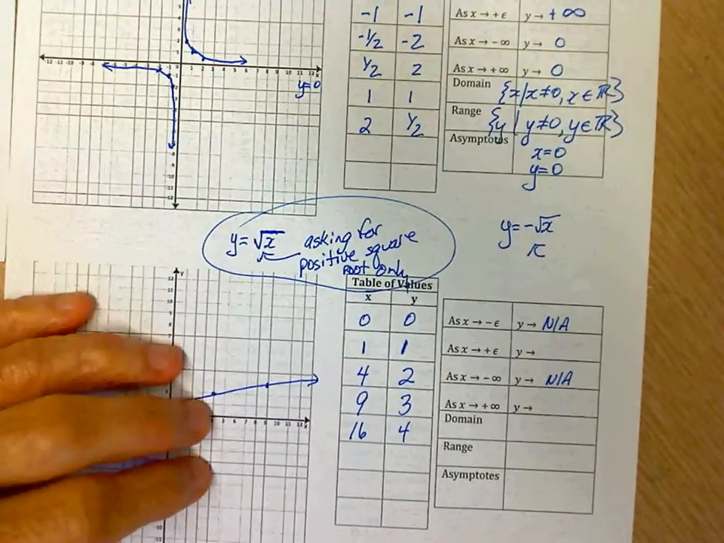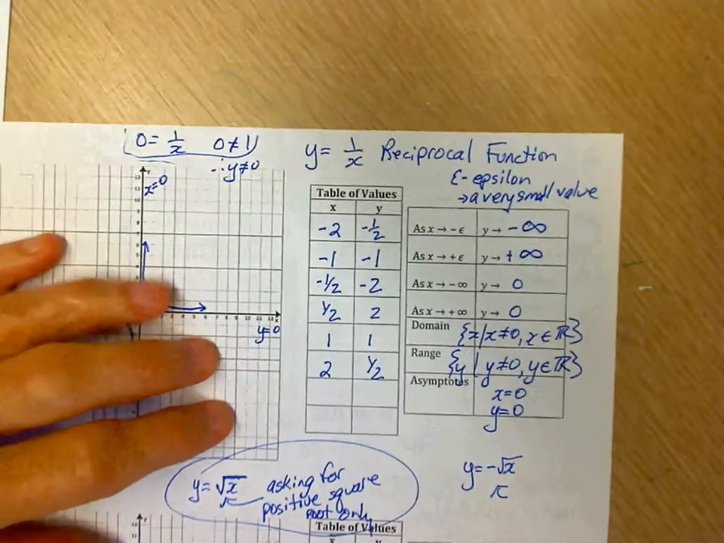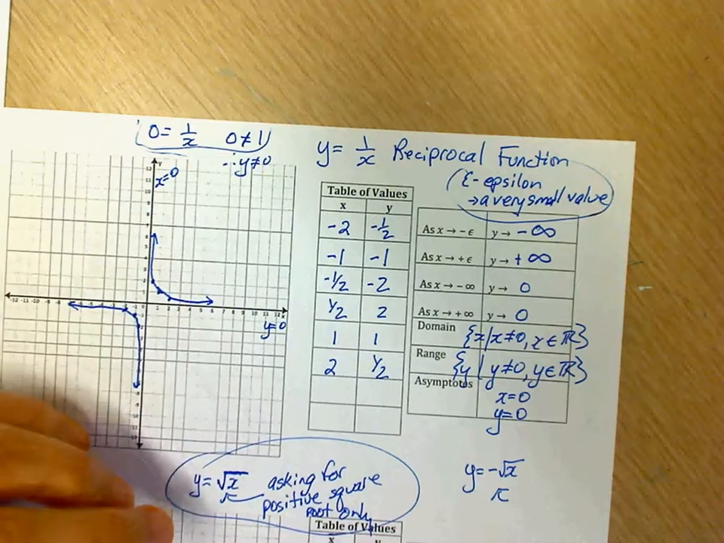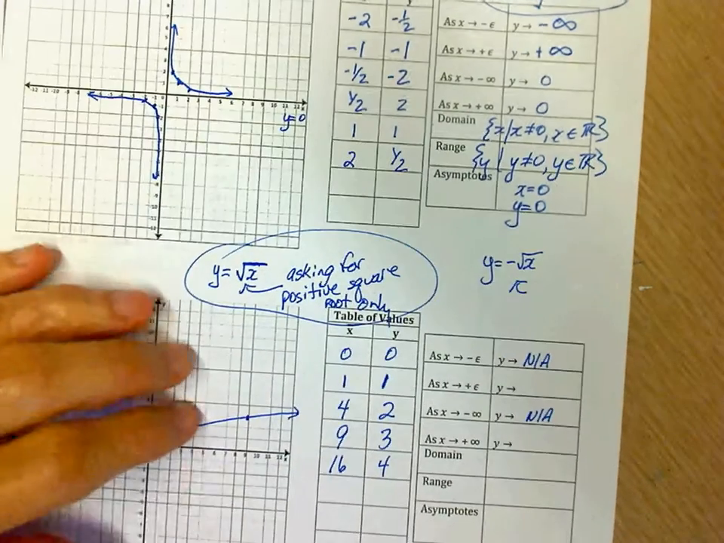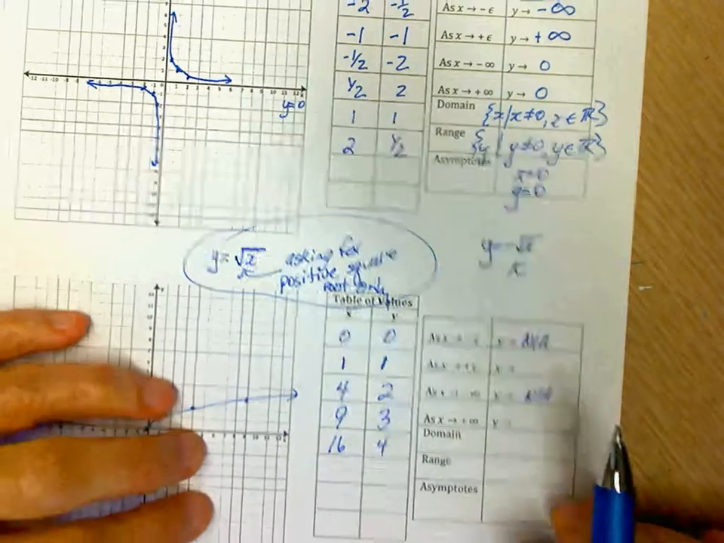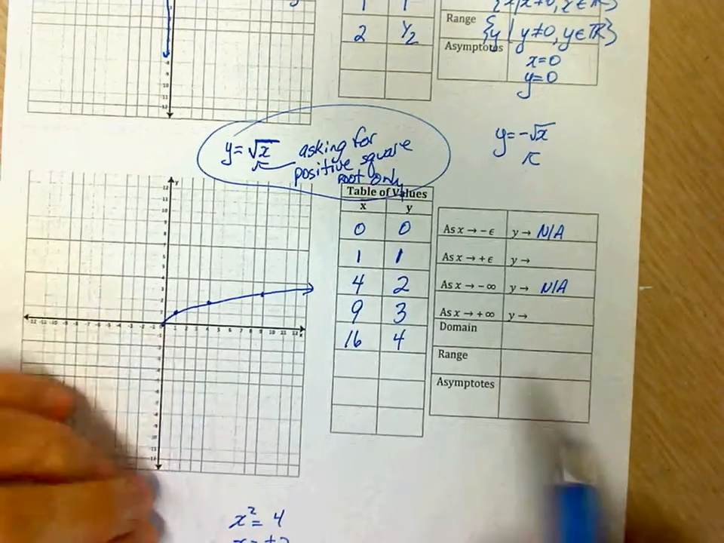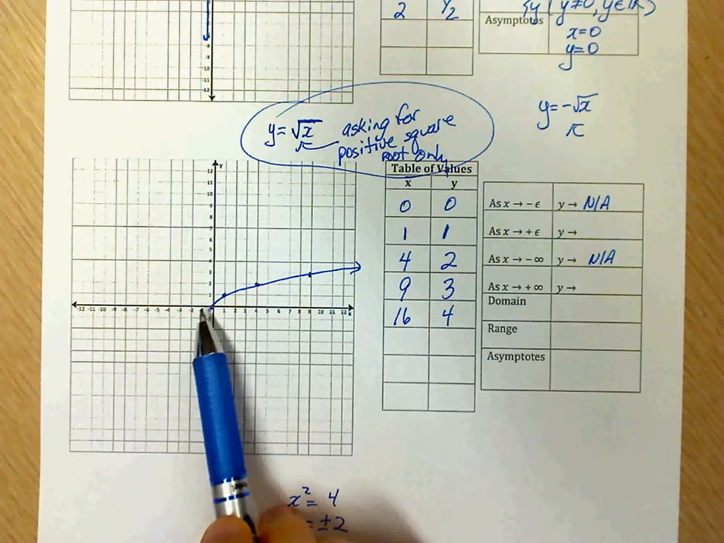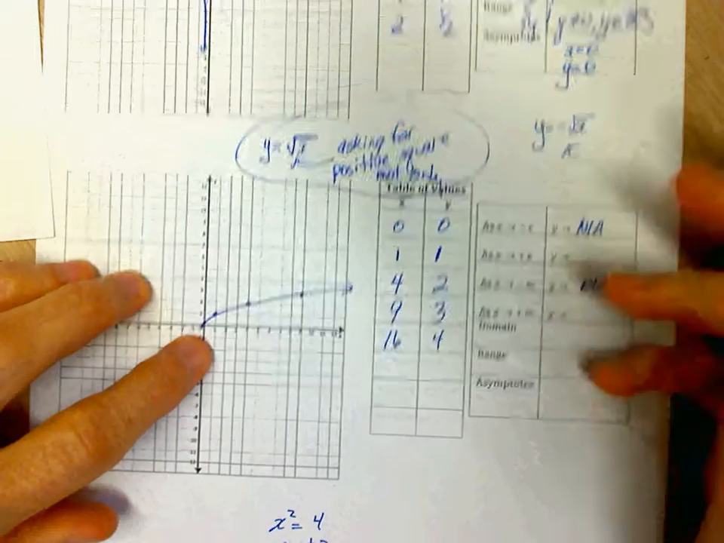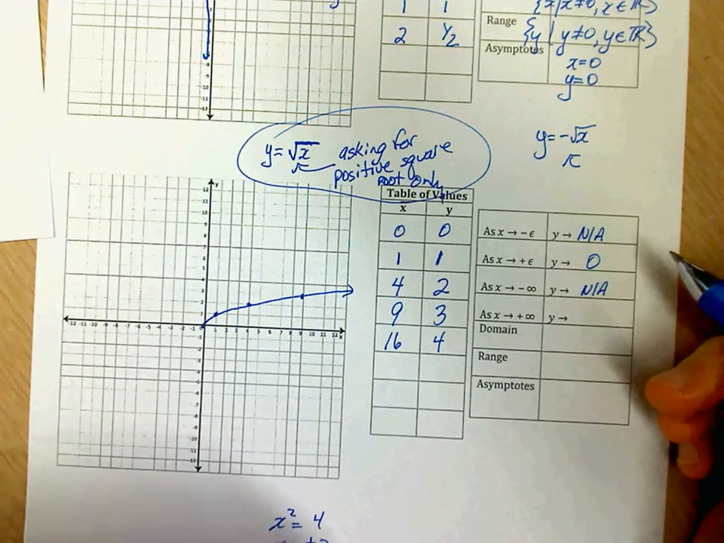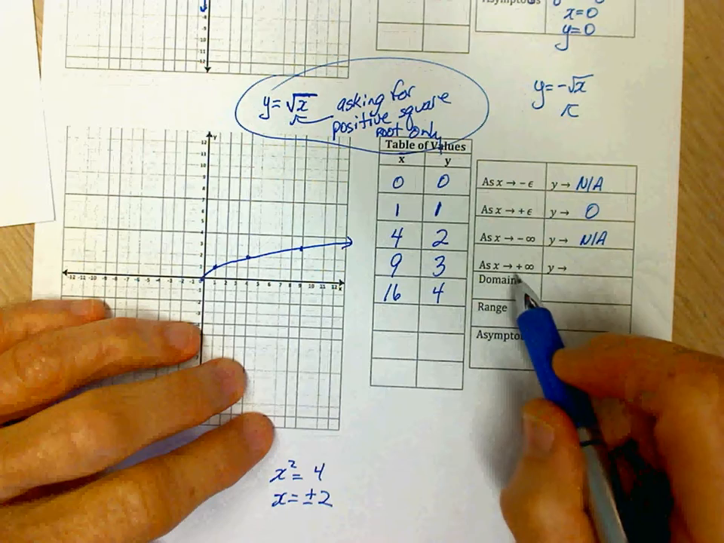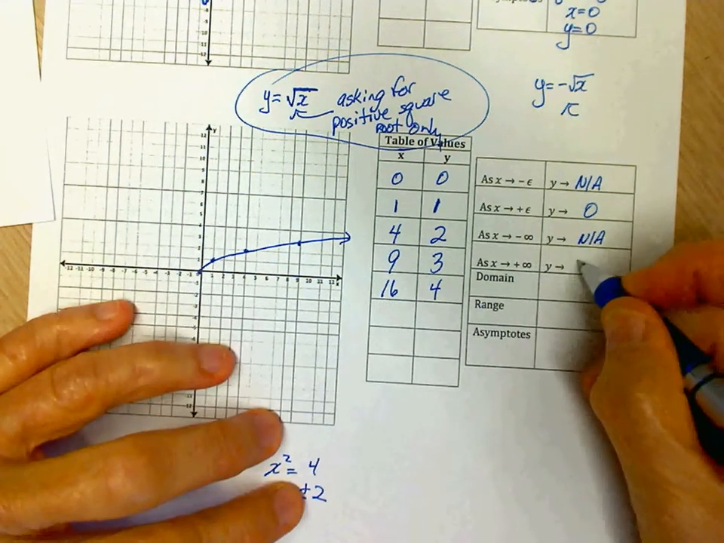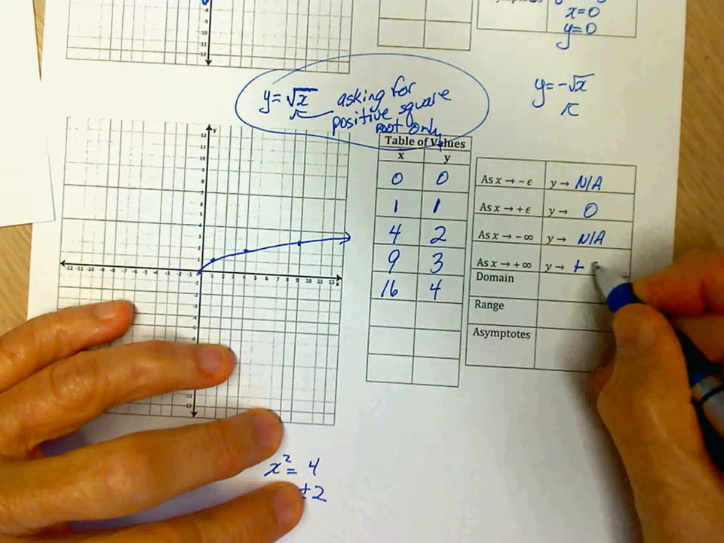Epsilon, just remember that. And infinity is a very large value. So as x approaches a very small positive value, y approaches 0. And as x approaches a very large positive value, y approaches positive infinity.